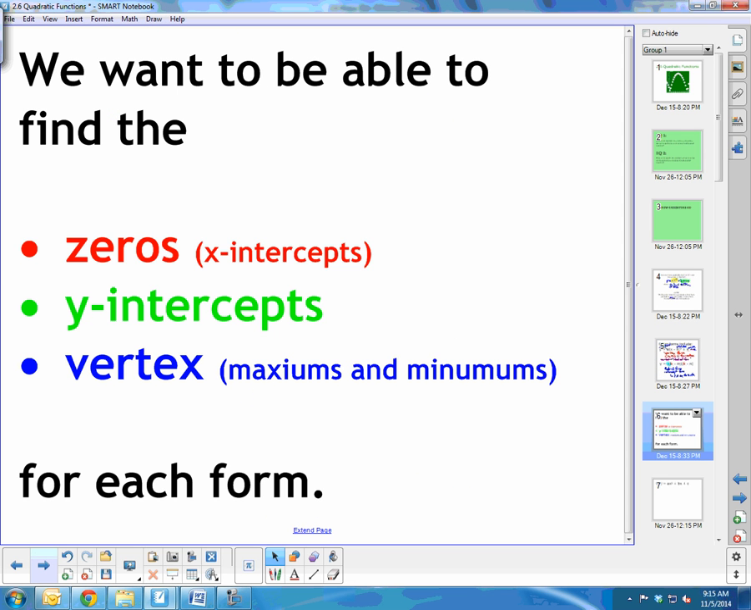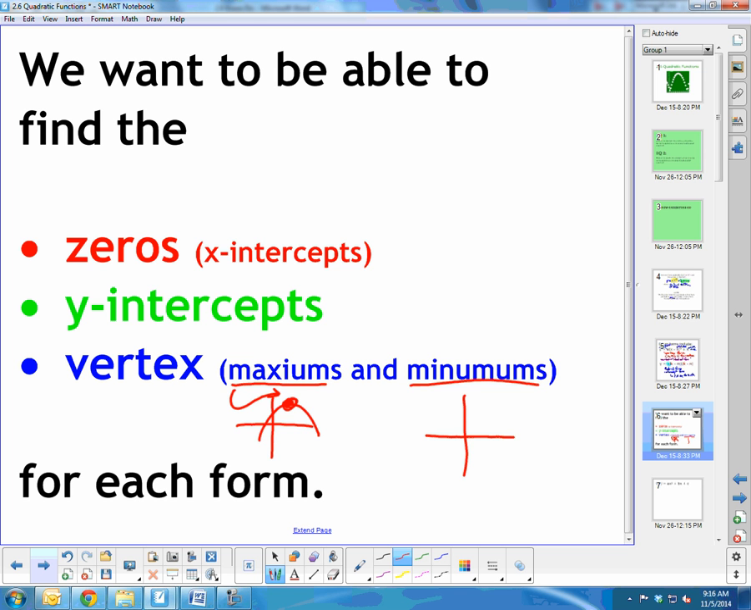Regardless of the form, we initially need to be able to find the zeros, which we call x-intercepts. We need to be able to find the y-intercepts, and we need to be able to find the vertex. And that vertex, depending on the direction of the parabola, can be called a maximum or a minimum. If the parabola opens down, then the vertex is going to be a maximum. If the parabola opens up, then that vertex would be a minimum.